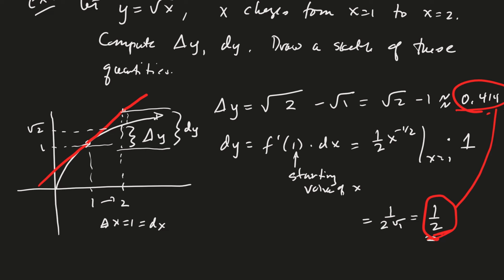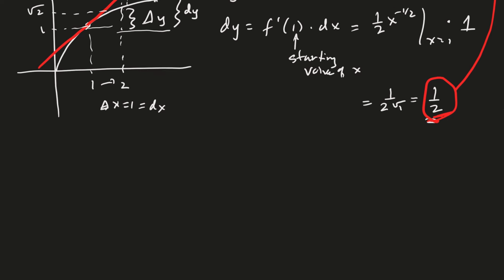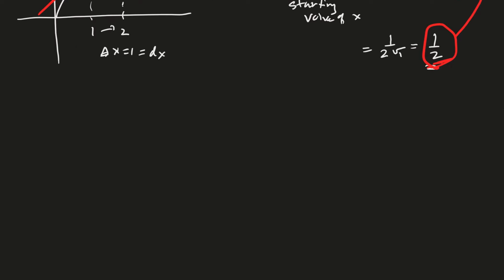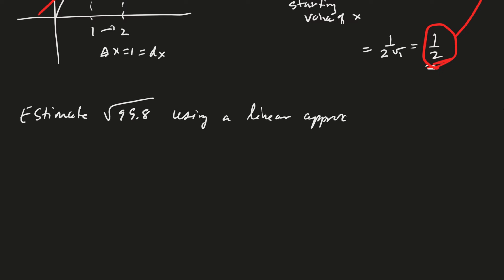Let's try another example. I guess a lot of my examples have the square root function for some reason. So in the next one, I'm going to change the wording a little bit and see if we can figure out what to do. We're going to estimate the square root of 99.8 using a linear approximation or differential.